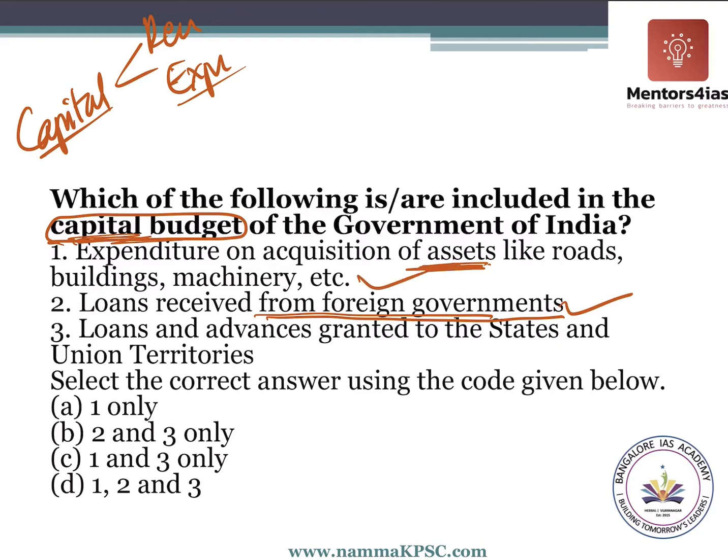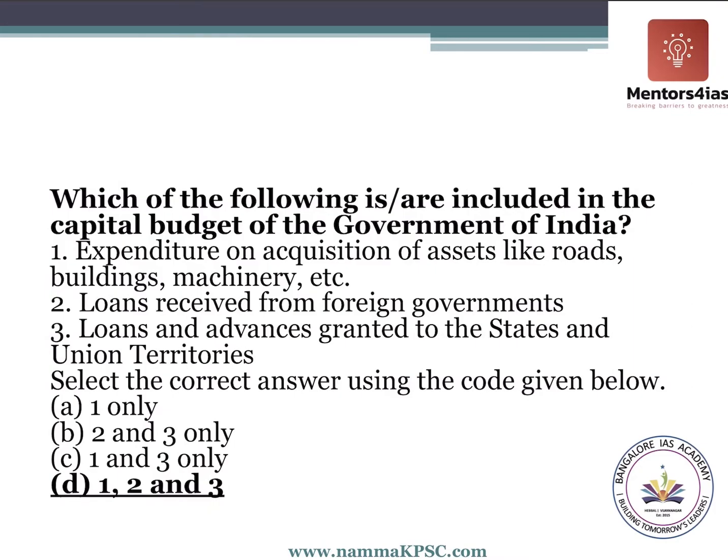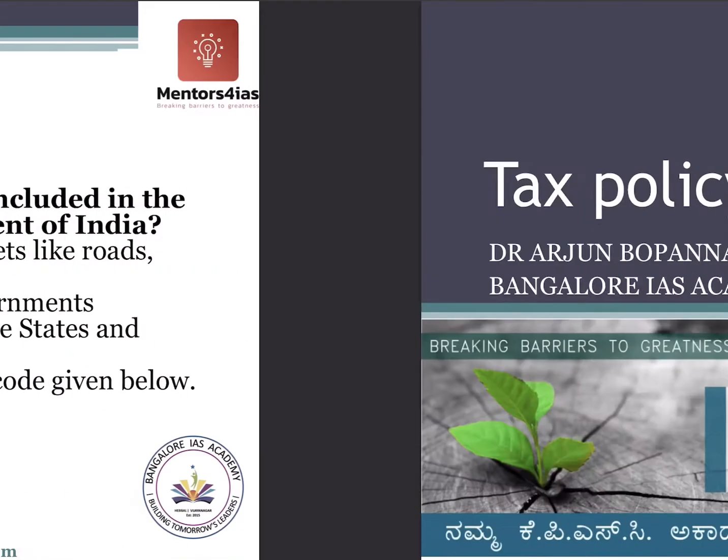So you can rule out this option, you can rule out this option. Next, loans and advances granted to the state. So this is capital expenditure. So this is also correct. So the answer is D, 1, 2 and 3. So that is the answer.